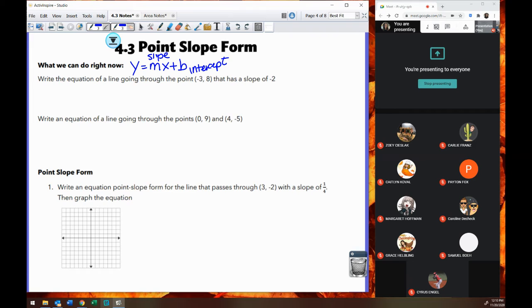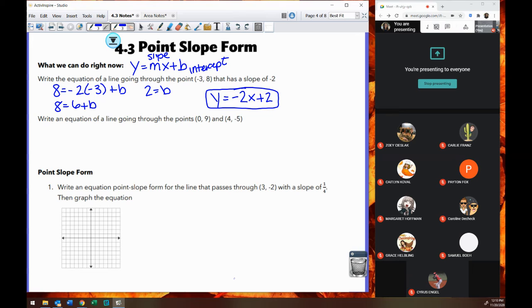If I want to write an equation of a line given a point and a slope, this is just what we did yesterday. So what do I plug in for y? 8 equals, what's my slope? -2 times the x value, to find the y-intercept. So 8 equals 6 plus b. What's the y-intercept of the line? 2. So then my equation is y equals -2x plus 2. Slope-intercept form: you can see your intercept, you can see your slope.